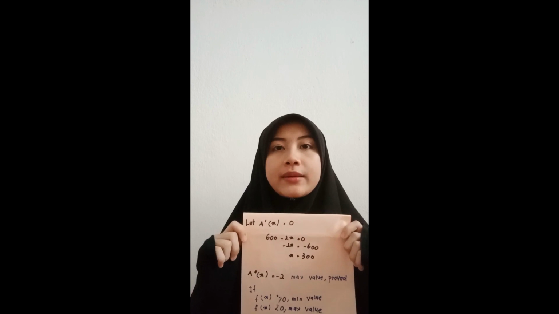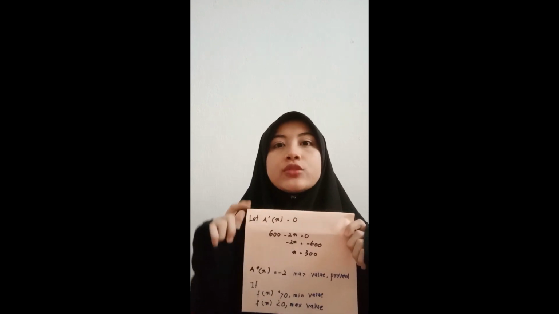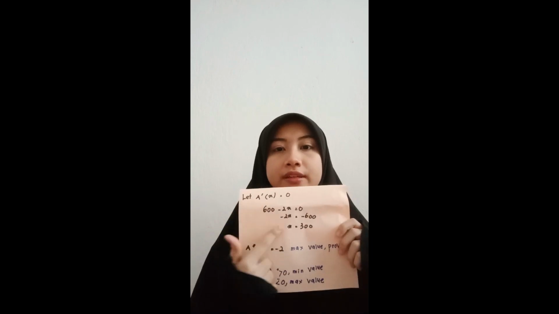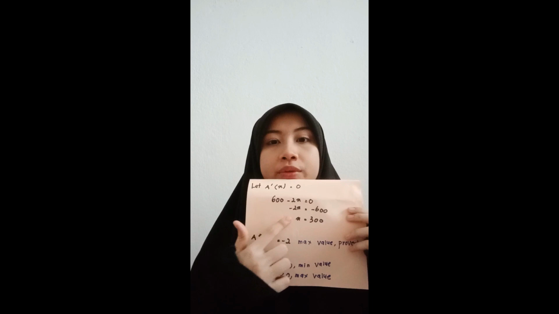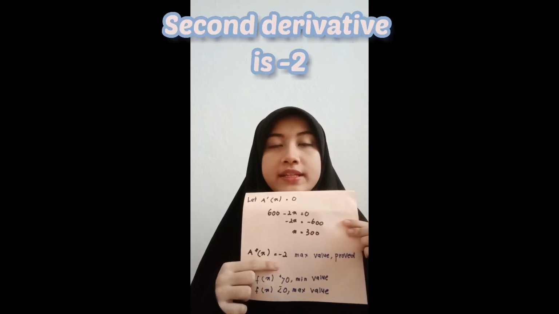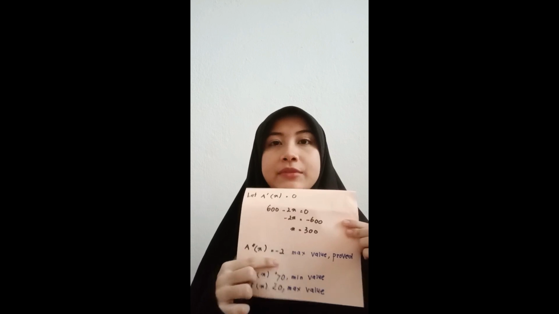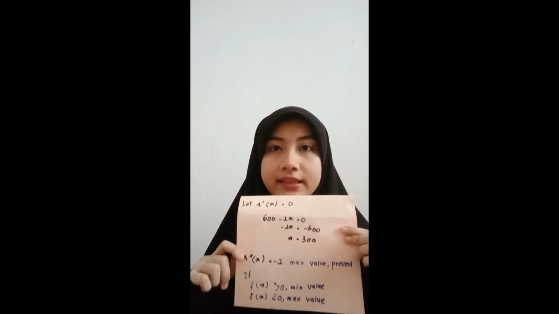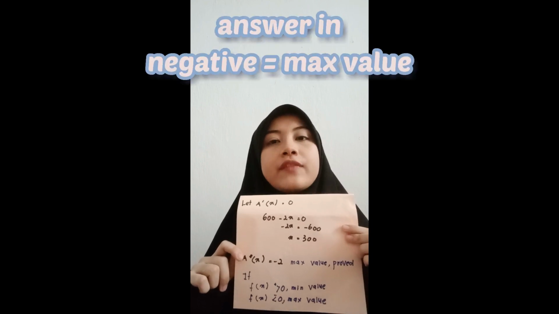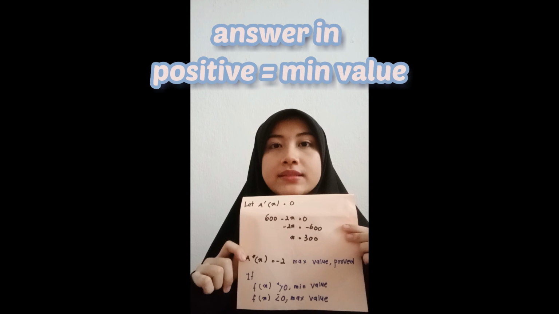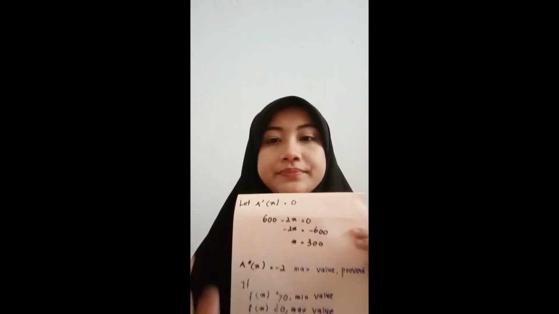So how do we get the minimum or maximum value? We need to derive again, to get A double prime. After we derive this, we will get -2. Because it is negative, it is a maximum value, hence it is proven. If the answer is negative, it means it's a maximum value. But if the answer is positive, it means it is a minimum value.